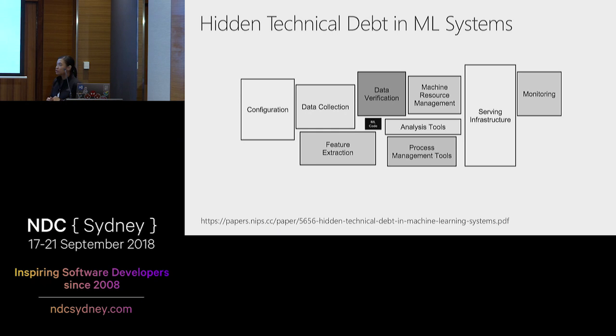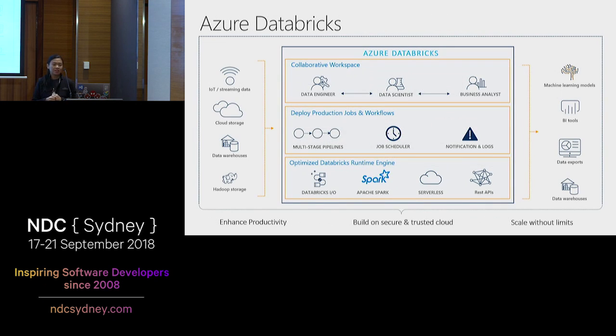OK, so Google actually published this very interesting paper called The Hidden Technical Debt in ML Systems. The entire idea is that your ML code is actually this tiny little piece of code in your greater ML production system. And in order to productionize machine learning models, there's a lot more work than just the sexy algorithm that your data scientists produced. So that's essentially the gap that Databricks is trying to solve.